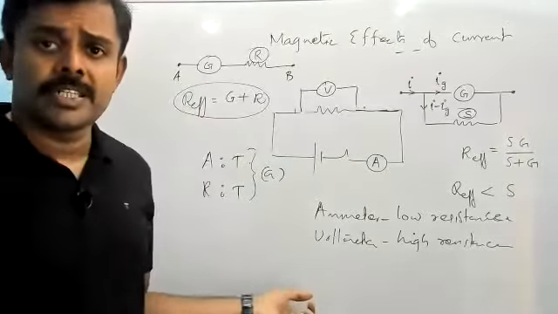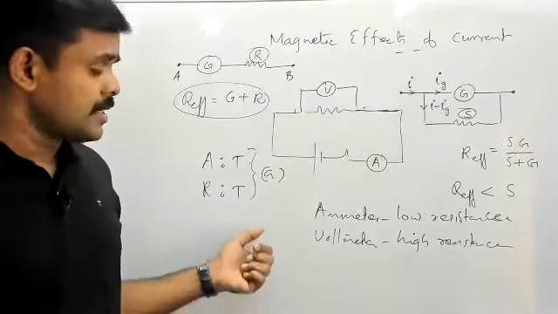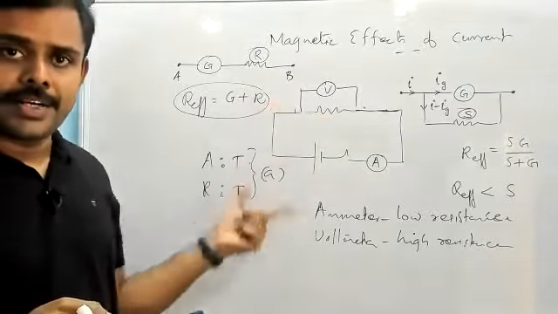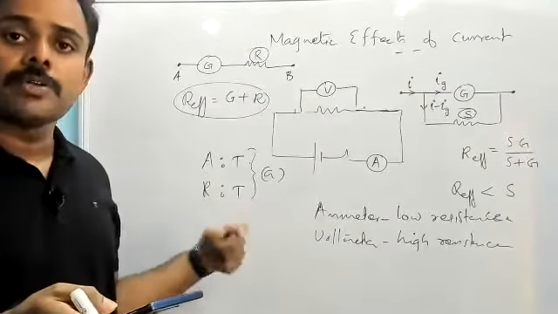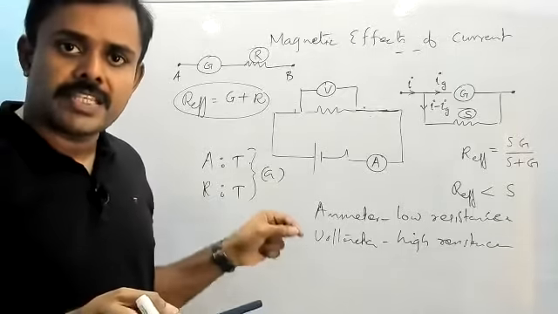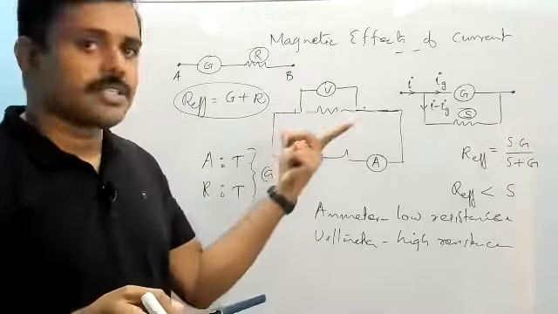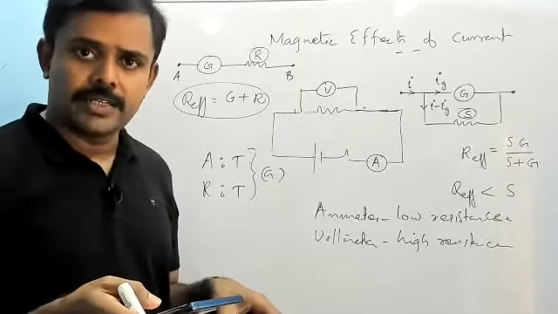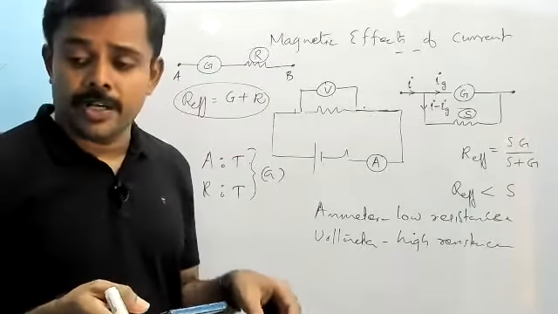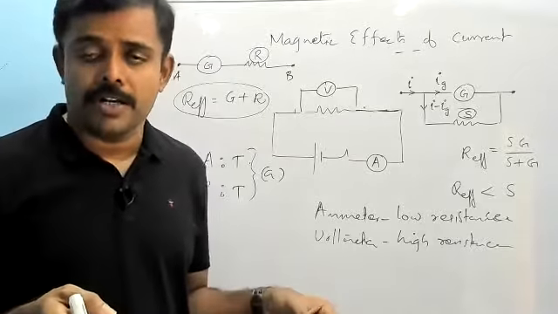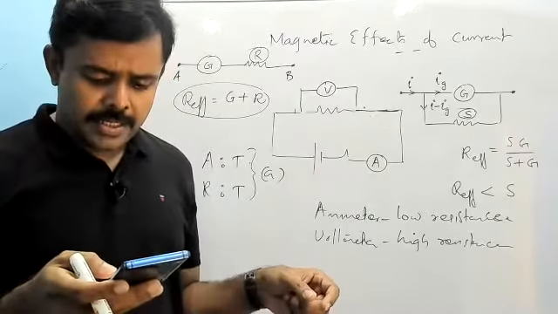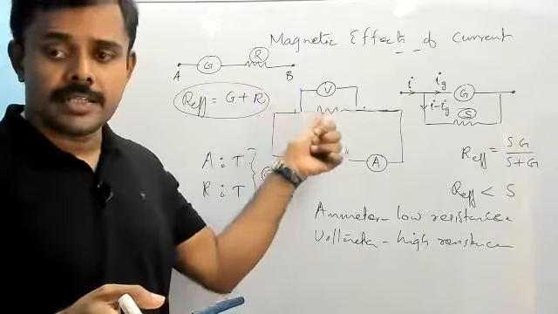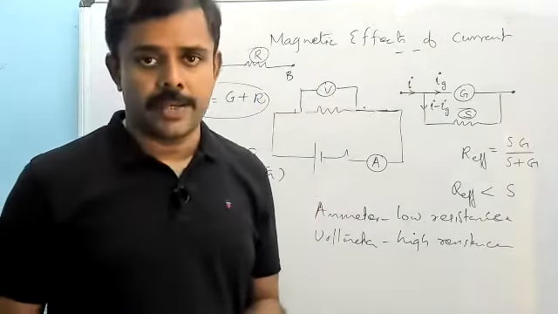The assertion says the voltmeter is connected in parallel, and the reason says the resistance of the voltmeter is large. It is because of the second statement that the first statement holds. The first statement becomes relevant because the second statement is true. Since the resistance of the voltmeter is large, it is connected in parallel. The answer is option A. Did you understand?